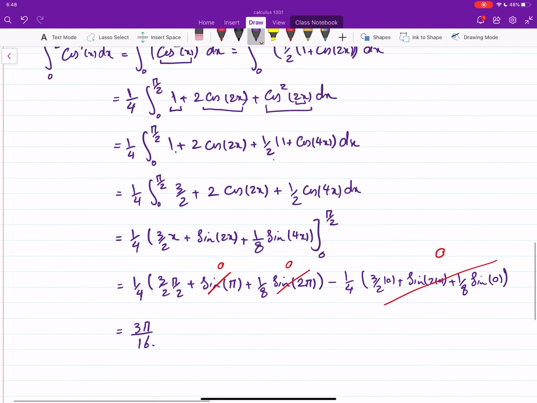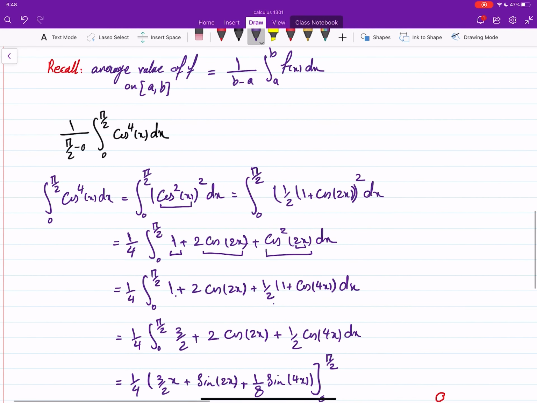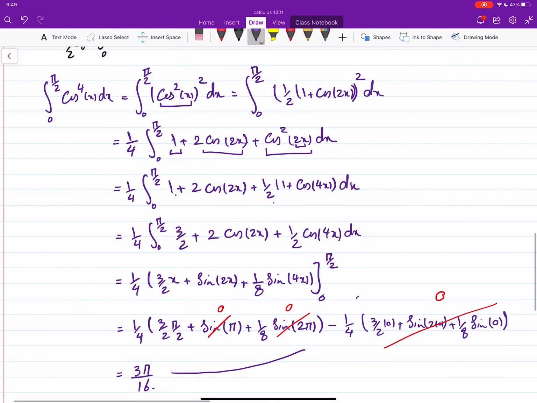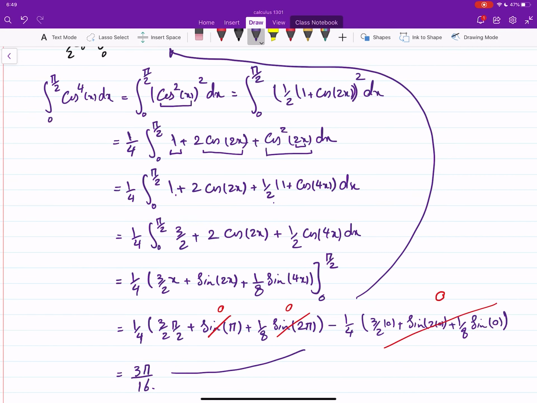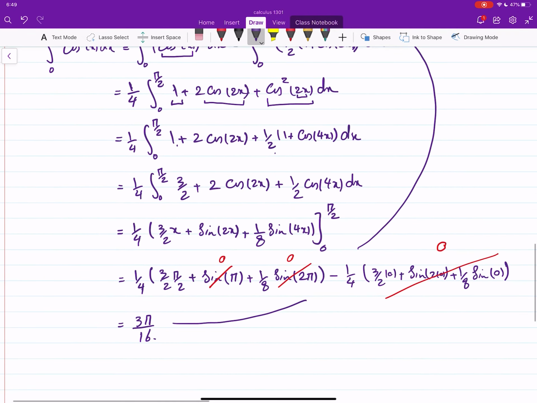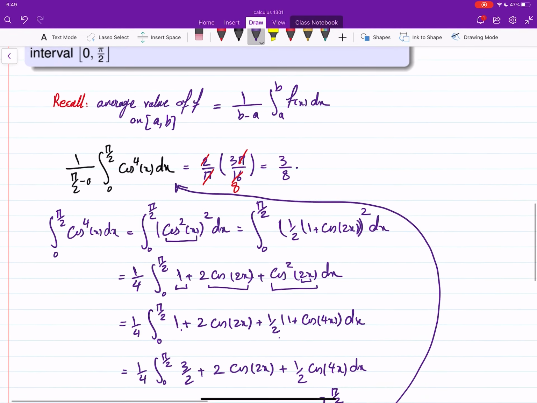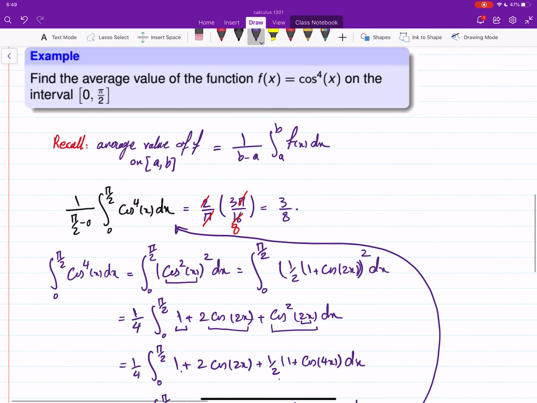So remember that we were looking for the average value, and the average value was 1 over pi over 2. So I'm plugging this guy back into that formula. That will give 2 over pi times the number we found there, 3 pi over 16. And that cancels with that, that cancels with that. This is 8, and this is 3 over 8. The average value of cosine to the power 4 is 3 over 8. Okay?